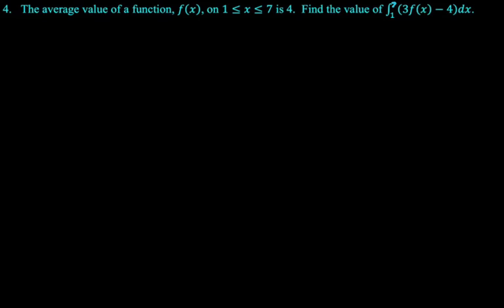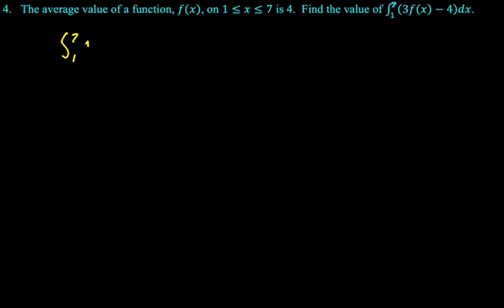The average value of a function f of x on 1 to 7 is 4. Find the value of, you can see that I edited this so that we could actually do it, of the integral from 1 to 7 of 3 f of x minus 4. Okay, so we know the average value, so let's start with that.